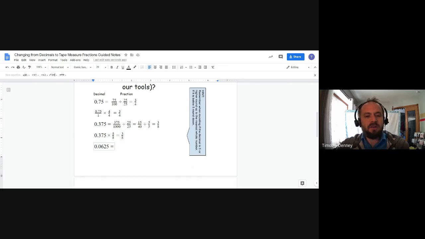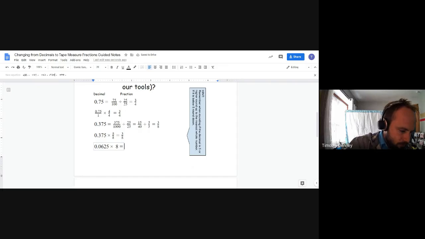So let's try this here. Let's do 0.0625, and on your calculator, all right, multiply that. Let's do it, I don't know, let's do it on the tape measure. We can measure 8, so let's do 8. What does it give you? Uh-oh, ended up with another decimal.